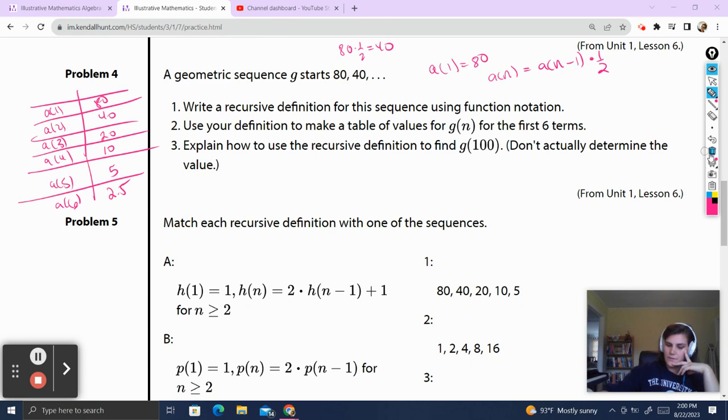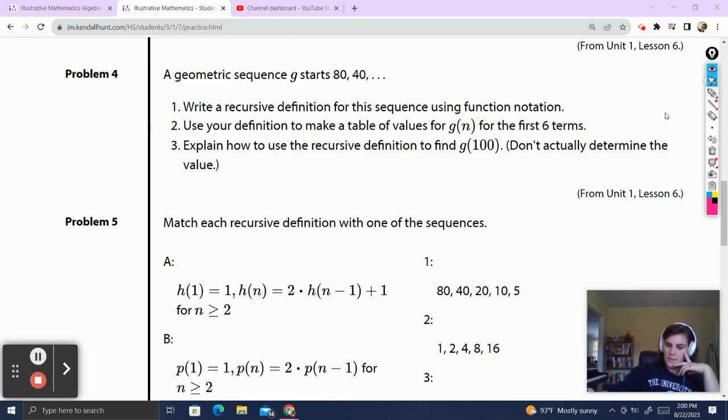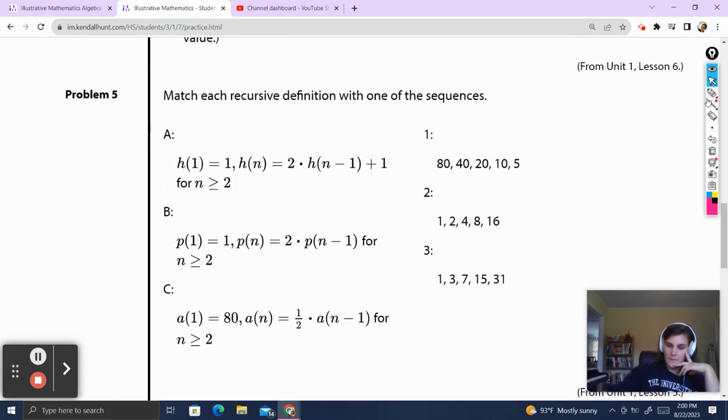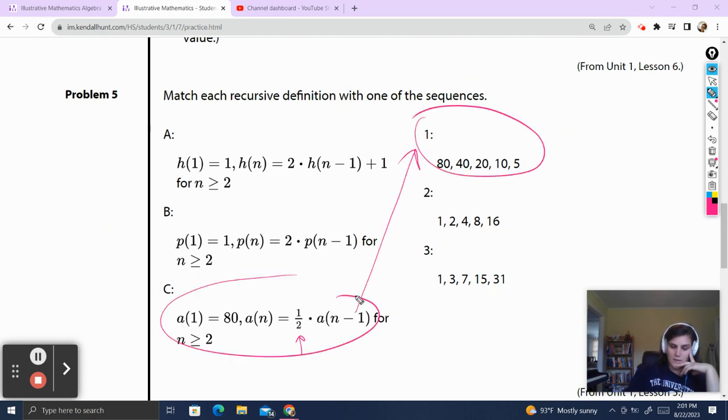Problem number 5. Match each recursive function definition with one of the sequences. So let's see what's happening here. Now, like I did in the last lesson, what I like to do is identify geo or not geo. Now, they're all multiplication, so they're all geometric. But what I do notice specifically about this one right here is that it's multiplied by 1/2, which means this one over here is going to get smaller. The only sequence I see getting smaller is this one. So without any extra work, I can match them together.